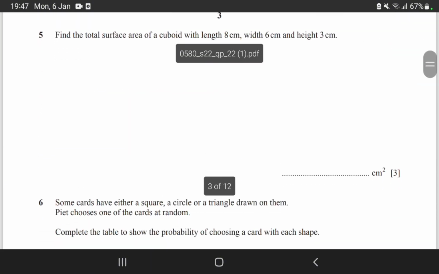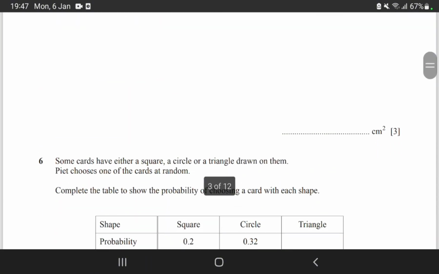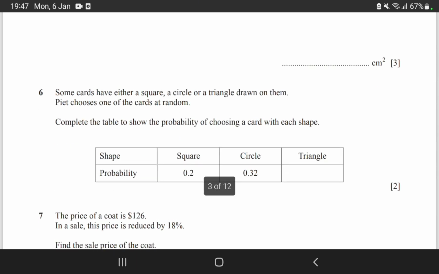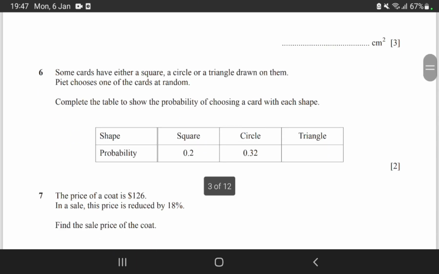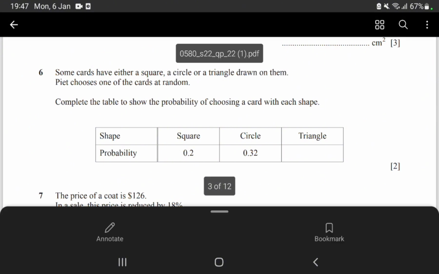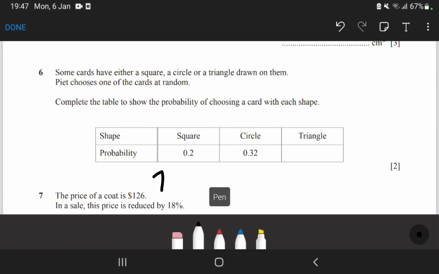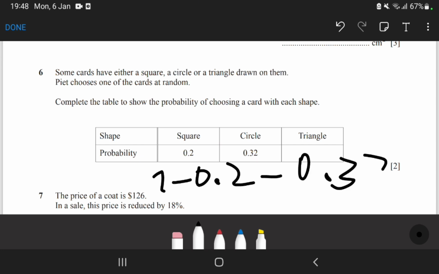And now we move to number 6. This one is really easy. We just do 1 minus 0.2 minus 0.32, which will be 0.48.